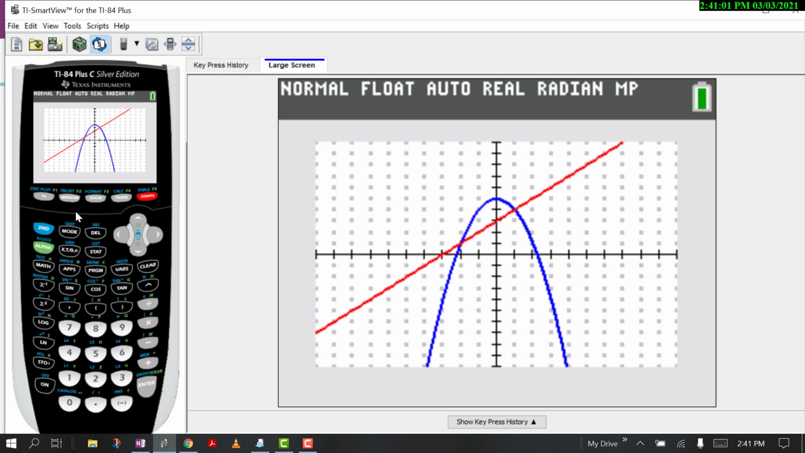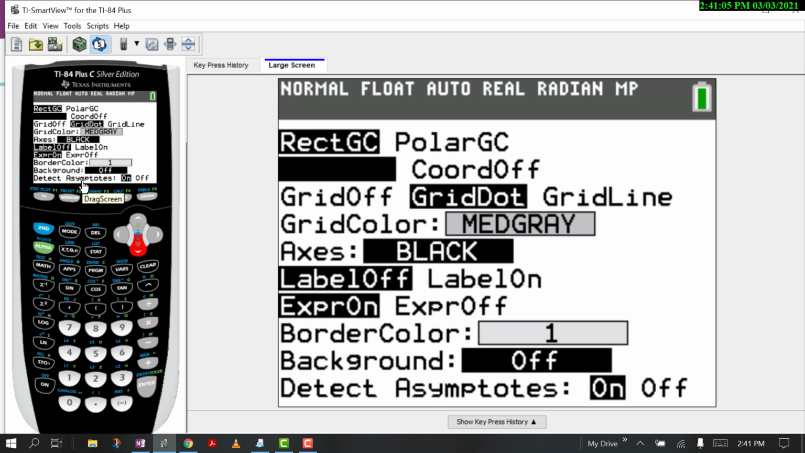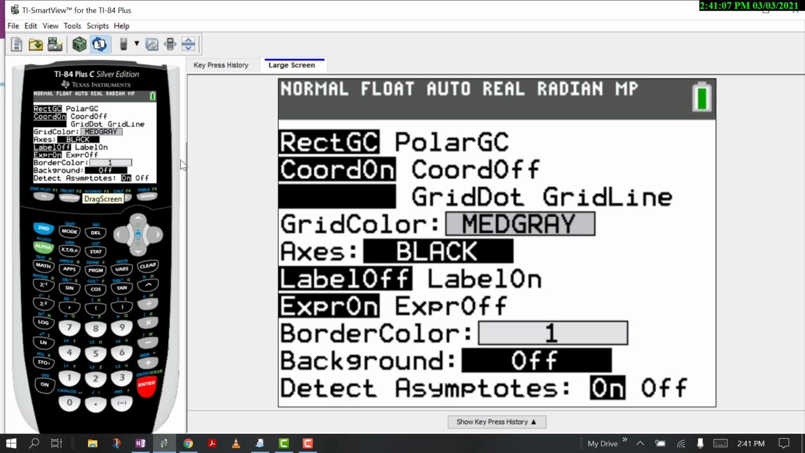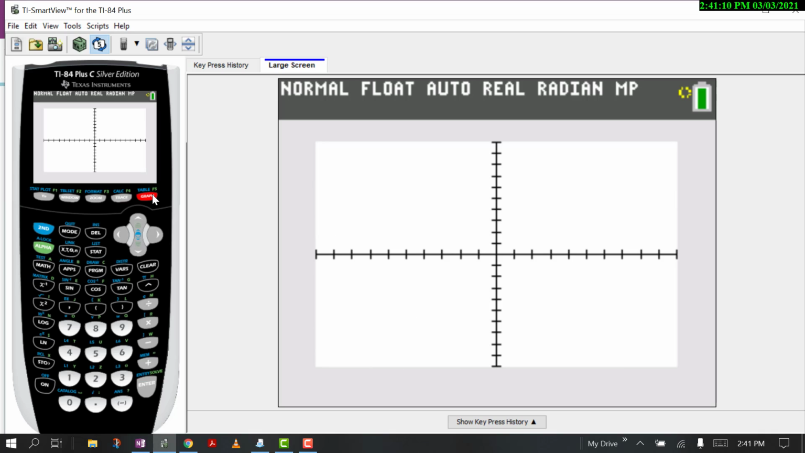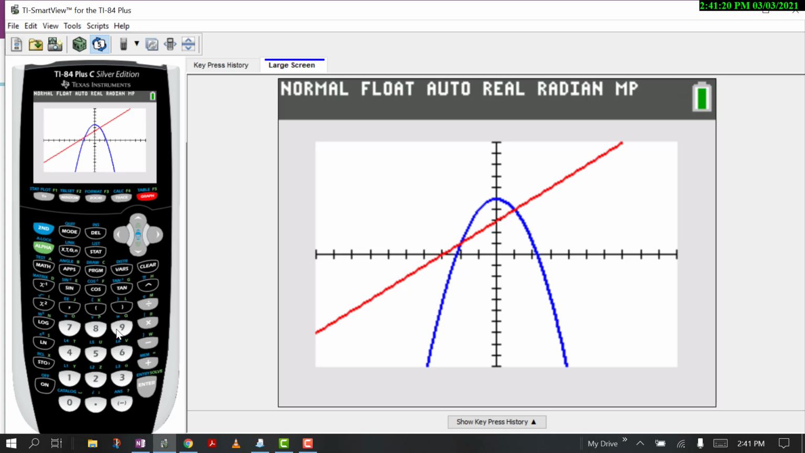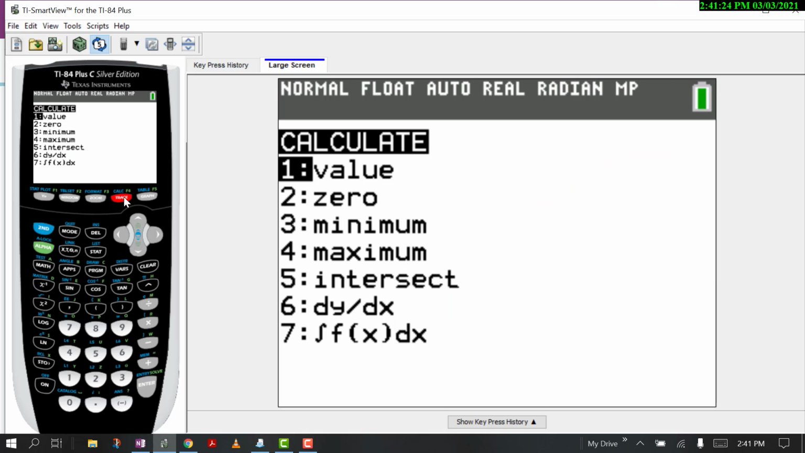But quite honestly, I find that kind of just distracting. I don't like those dots, so I'm going to turn them back off again. Graph, gotta wait for it to graph again. So another way we can find these intersection points is what we did last semester a lot. Second, trace to our calculate menu, and then just number 5.